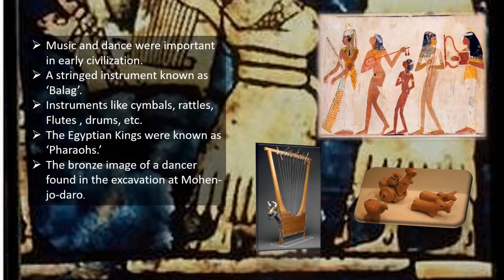Besides, instruments like cymbals, rattles, flutes, drums, etc. were also played. The Egyptian kings were known as Pharaohs. On the occasion of certain festivals, the Pharaoh himself used to participate in the celebrations and dance. The bronze image of a dancer found in the excavation at Mohenjo-daro is evidence that dance was important in the Harappan civilization as well.